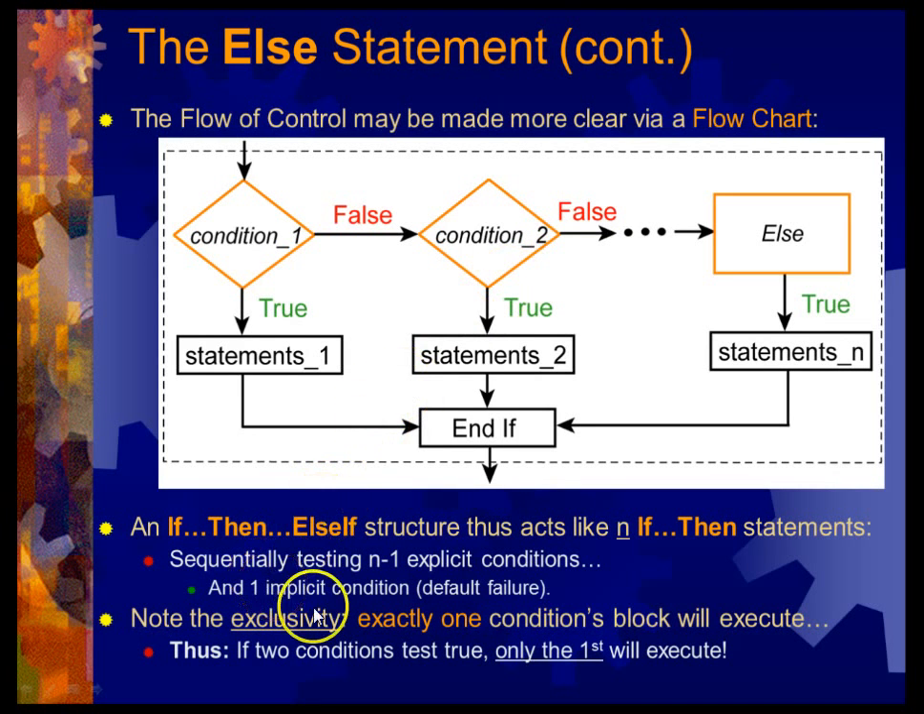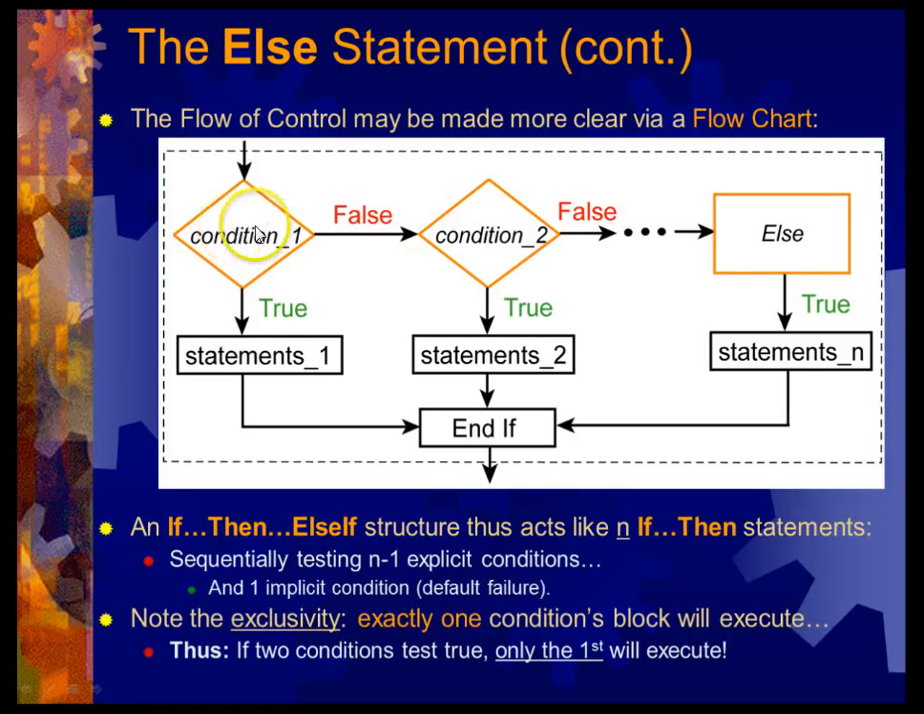He says here, note the exclusivity. Exactly one condition's block will execute. Thus, if two conditions are true, only the first will execute. Okay, what does he mean by that? Well, look at this. If condition 1 is true, then what happens? We go this way, right? Everyone agree? You see this? This is important. What happens if condition 2 is also true? If condition 1 is true and condition 2 is true, which statement or statements will run?